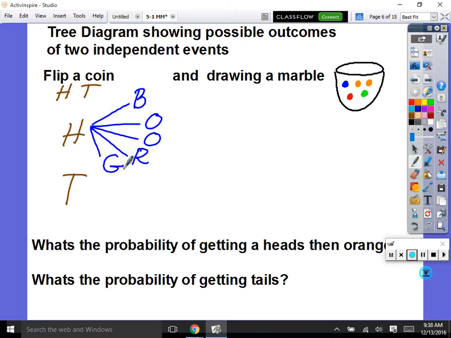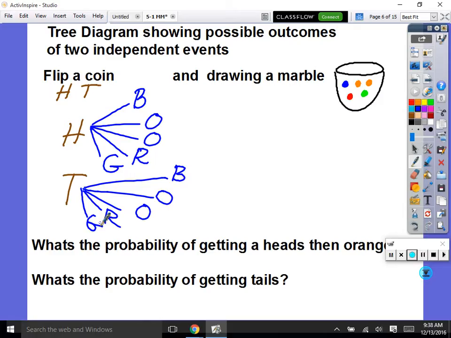Then tails. Let's pretend I flipped a tails and then I go draw out of the hat. Well, that's good. Now moving on. We could get a blue. We could get an orange. We could get an orange. We could get a red. We could get a green marble. So now we listed out all the possible outcomes using a tree diagram.